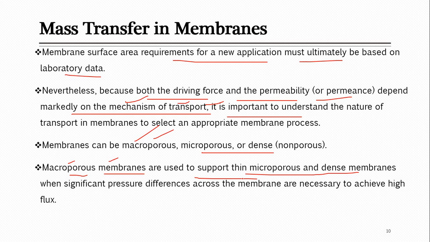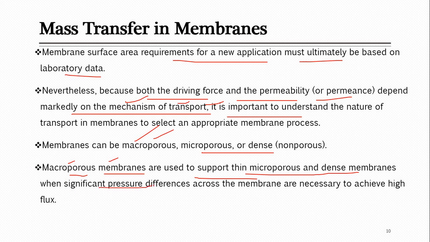In order to avoid that or give strength to that membrane, we go for a microporous membrane, and microporous membranes are just used as a support. They are not the active layer, they are not being used for separation purposes, they are just being used for support. This we have discussed in detail last week, so if you have any confusion, just go back to those slides on membrane types, and there you can see this.